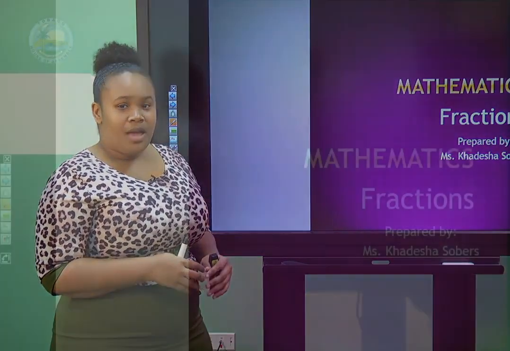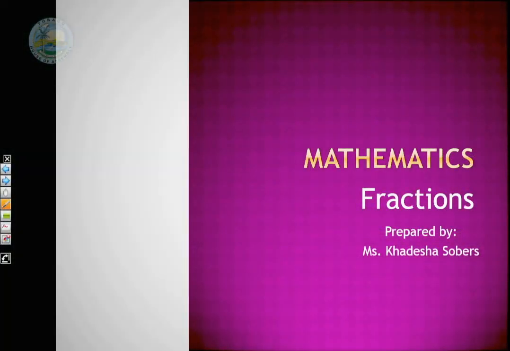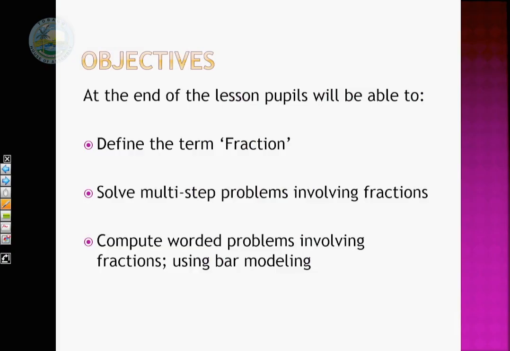I am Ms. Khadesha and today I'll be doing fractions at the Standard 5 level. Our objectives for today are, at the end of the lesson, pupils will be able to define the term fraction, solve multi-step problems involving fractions, and compute worded problems involving fractions using bar modeling. Now don't be afraid of the words bar modeling. Bar modeling simply means to represent it in the form of a bar, right?